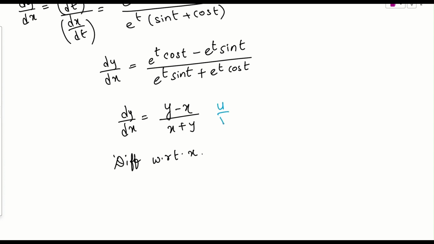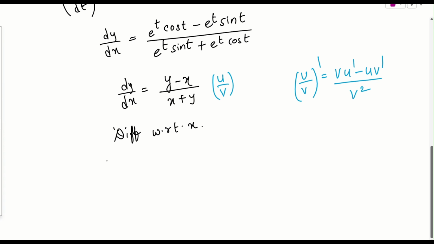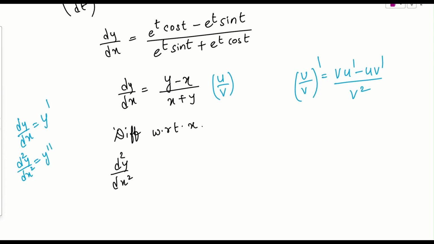Agree? You need to differentiate this with respect to x. This is in the form of u by v, so we will use the quotient rule. What is that rule? (v u dash minus u v dash) by v square. Agree? So the left side will be d square y by dx square. I have told you the notation in the earlier classes also. We have dy by dx, this is y dash. If you apply one more derivative, that is d square y by dx square, this is y double dash. Okay, I'll be using this notation.